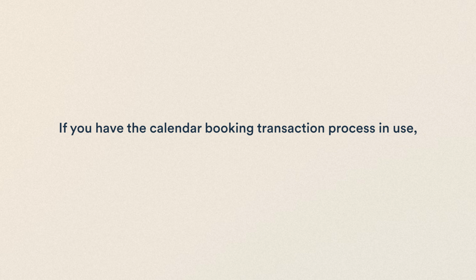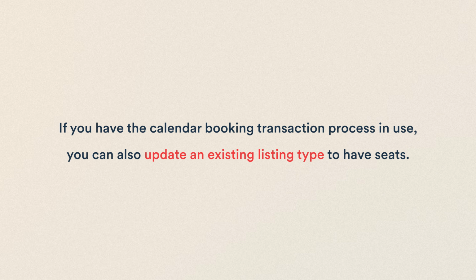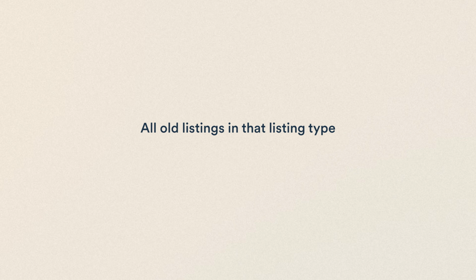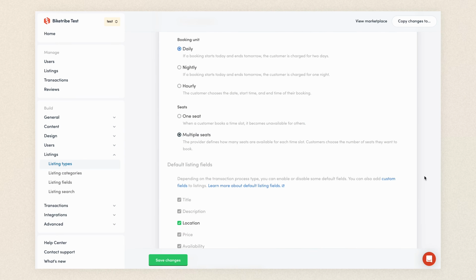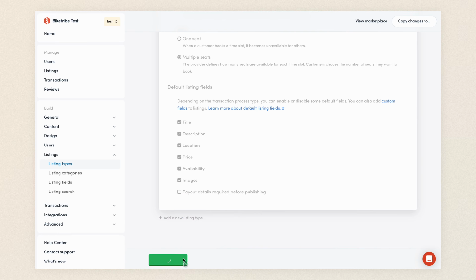If you have the calendar booking transaction process in use, you can also update an existing listing type to have seats. All old listings in that listing type will have default 1 seat per time slot availability until updated. And finally, remember to save changes.